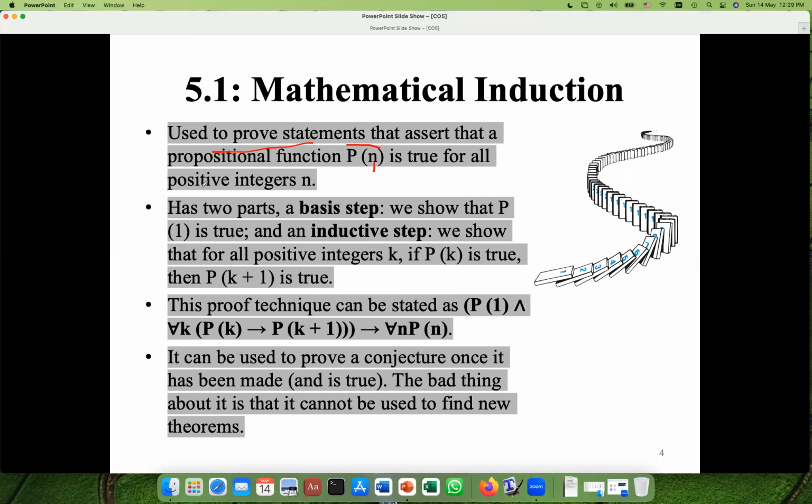So that is something fixed for mathematical induction. You have to identify the propositional function, and you can represent that propositional function with P of n. And then you have to show that this propositional function is true for all the positive integers n. This is what you have to show.